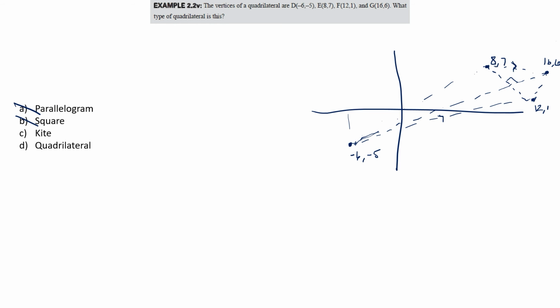So our slope from 8, 7 to 12, 1 is 7 minus 1 over 8 minus 12 equals 6 over negative 4 equals negative 3/2. So then we'll check this one, and if it is positive 2/3, so the negative reciprocal of this, then it is perpendicular, so we'll choose kite. Negative 6, oops, that's on the bottom.